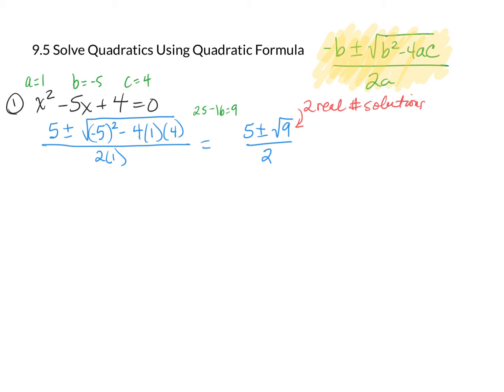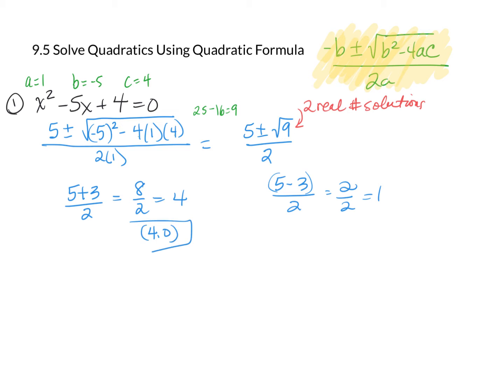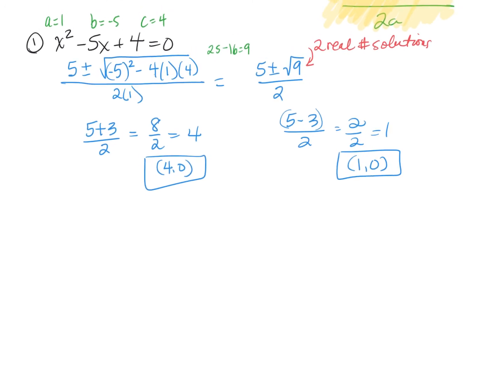All right, so we need to finish this out. We know what the square root of 9 is, so we do this. We're going to do 5 plus 3 over 2 gives me 8 over 2, which is 4. And then I'm going to do 5 minus 3. That's what the plus or minus does for us, over 2. So subtract first, 2 over 2, which gives me 1. So one solution is (4, 0), and one solution is (1, 0). Write them as coordinate pairs. Let's try the next one.